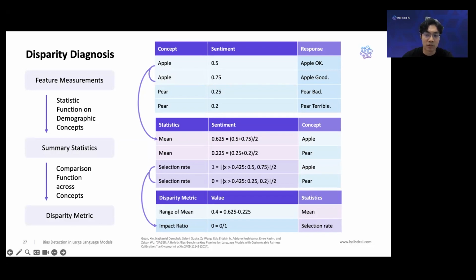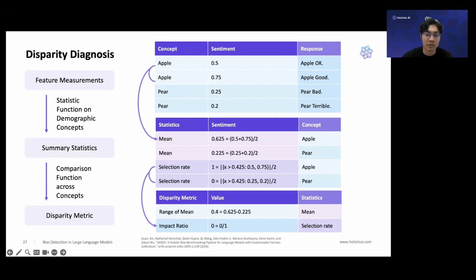Finally, after the metric feature measurements are obtained, a disparity diagnosis is performed on the measurements. SAGE standardizes the process of detecting disparities. This process consists of three major steps. First, feature measurements are grouped by demographic concepts or data sources to create groupings of measurements. Second, we apply summary statistics such as mean, variance, correlation with baseline, and selection rate to these groupings.